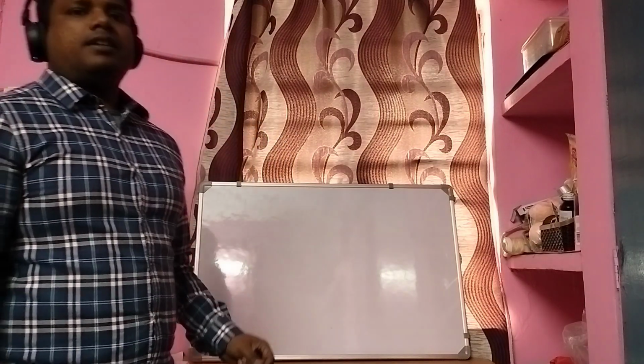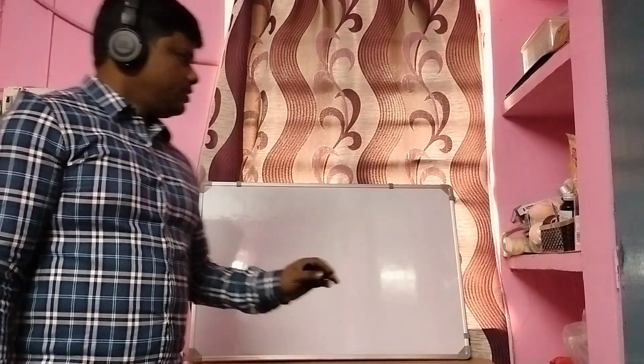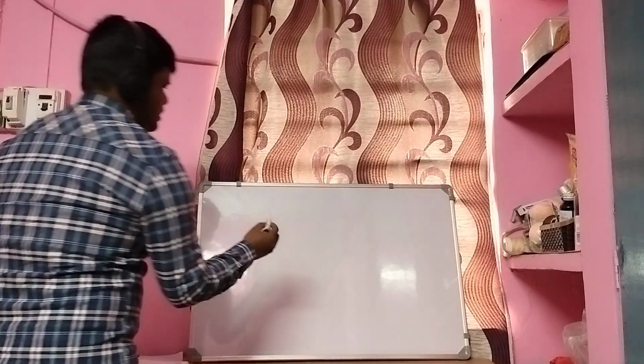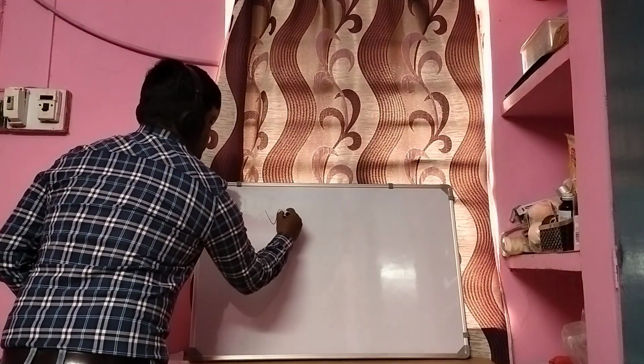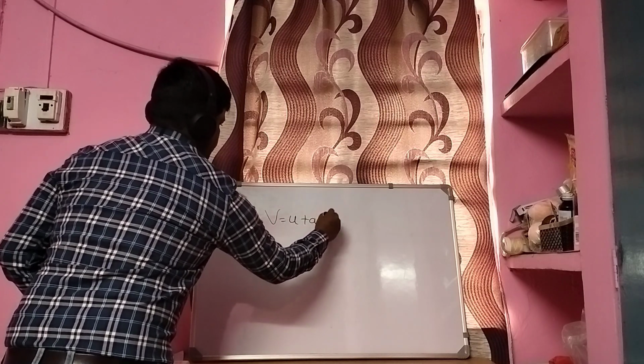Also, whatever formula we write in physics, it should be homogeneous. Homogeneous means the left hand side and right hand side, both sides, should be dimensionally correct. Suppose there are many formulas you might have read in class 10th also, motion in one direction, uniform motion in one direction. I think you must be remembering v equals u plus at.